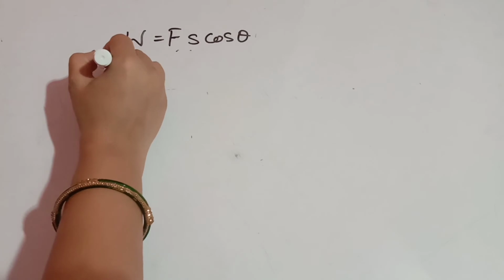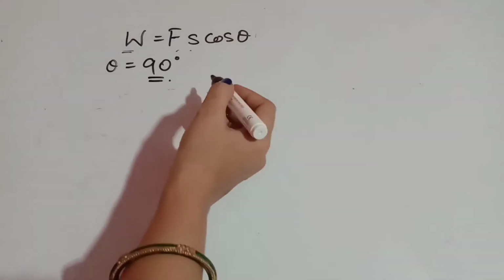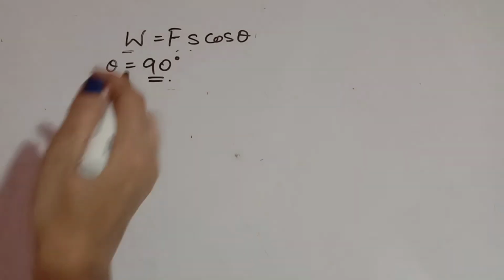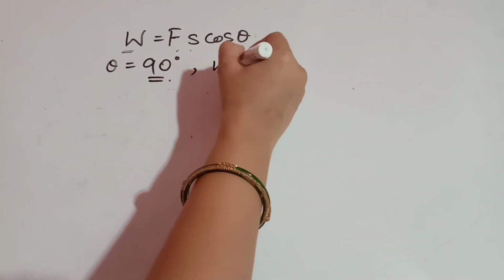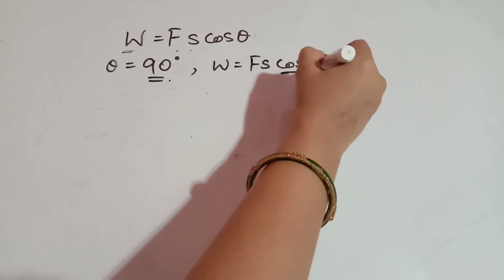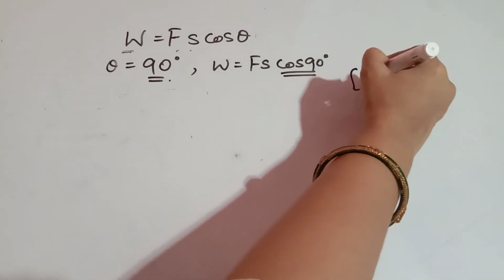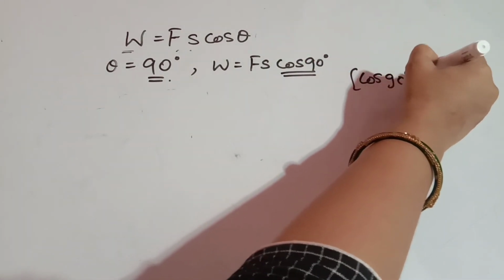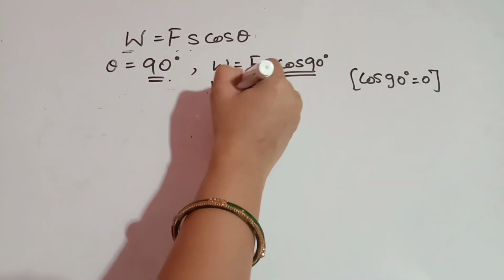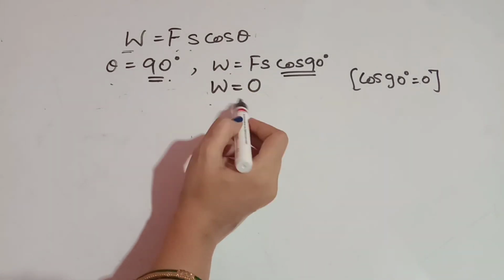So if theta is 90 degrees, what happens in that case? Theta is 90 degrees means the direction of force and the direction of motion of the object make a right angle. In this case, W is equal to F s cos 90 degrees. What is the value of cos 90? You know, cos 90 degrees is 0. So in this case, the work done is 0. When theta is 90 degrees, the work done is 0, the first situation.